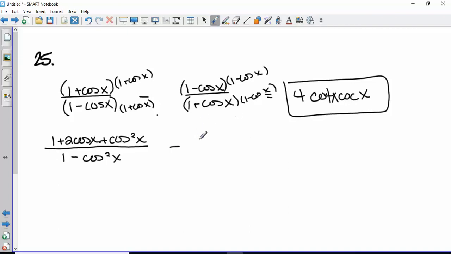Minus. Second fraction we FOIL, so we get 1 minus 2 cosine x plus cosine squared x over 1 minus cosine squared x. What do we do with the negative?